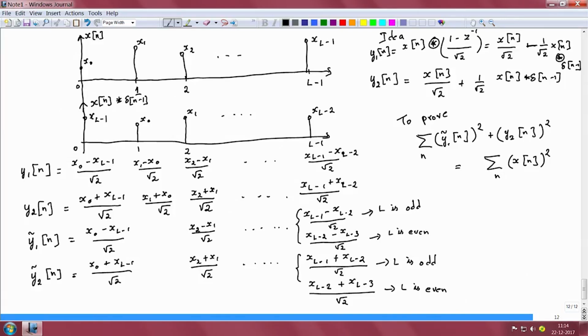So, here we see that y1 tilde of n and y2 tilde of n are of the form a minus b and a plus b. So, we know that (a minus b) whole square plus (a plus b) whole square is 2 times a square plus 2 times b square. Using this we can compute y1 tilde of n square plus y2 tilde of n square.